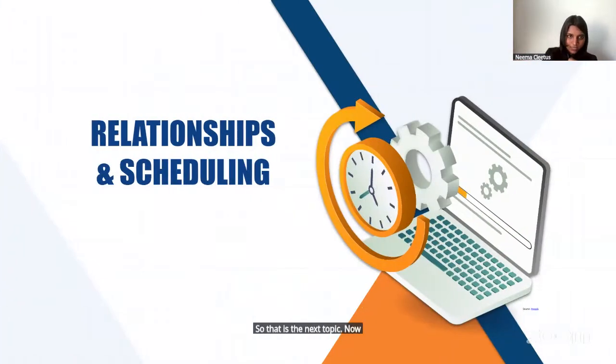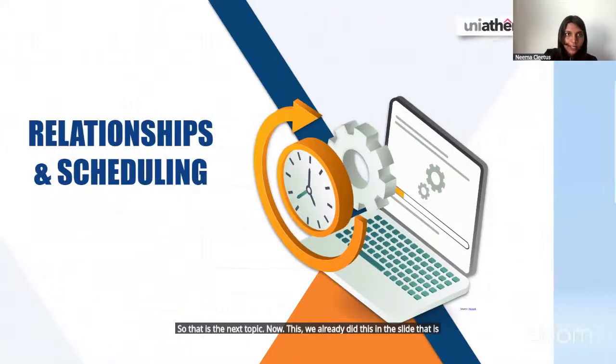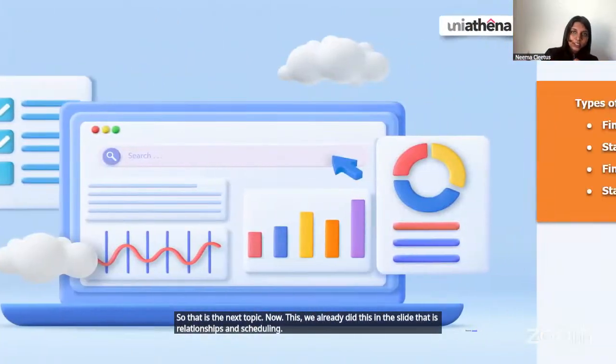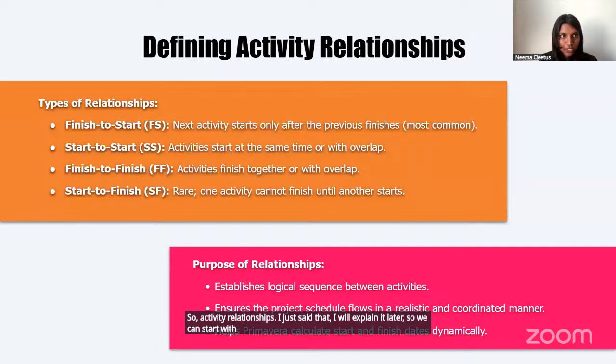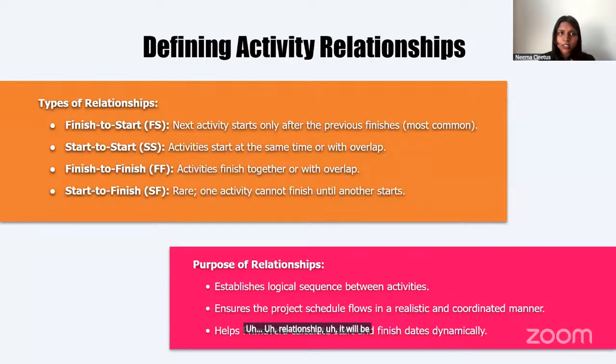Now, we already did this in the slide. That is relationships and scheduling. So, activity relationships. I just said that I will explain it later. So we can start with the activity relationships. There are four types of relationships: FS, SS, FF, SF. If you understand the meaning of one particular relationship, it will be easier to understand the rest three.